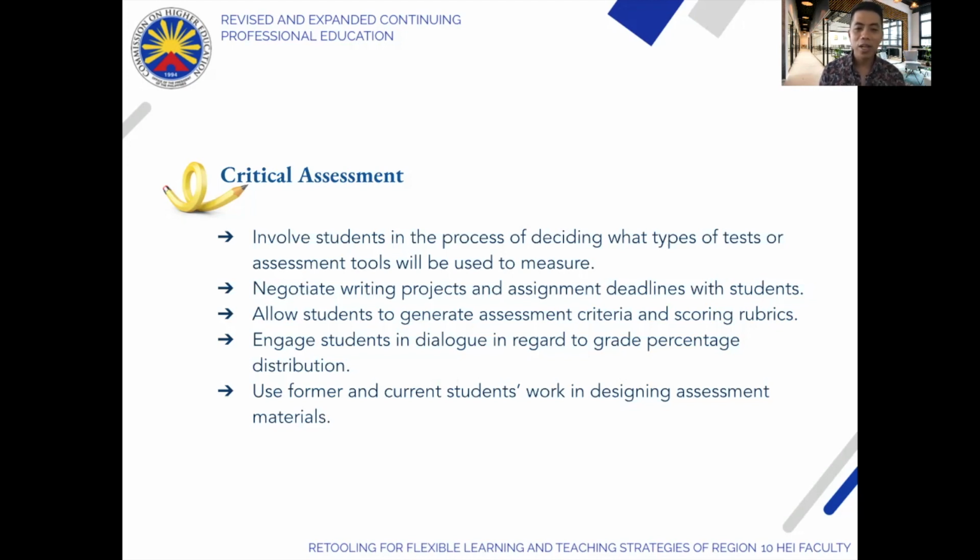Engage students in dialogue in regard to grade percentage distribution. I have also done this because sometimes there are things that we see from our perspective, but perhaps the students have actually other ways of looking at it. And use former and current students' work in designing assessment materials. You can actually, for instance, if there's a student work that was done before, perhaps you can use this as a model, or when you provide students, okay, this is something that you should aim for, or if not, you can use it as a material for a quiz or an assignment. Perhaps it can be a reading material, and then the reading material can also be used as an assessment material.